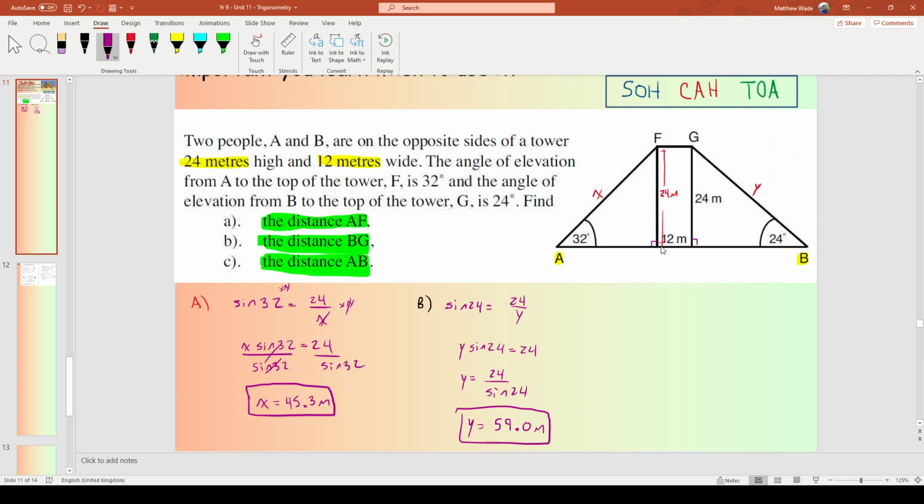If you want to get the distance A to B, it's got 3 bits to it. It's got the 12 in the middle, but it's also got this bit here, which I'm going to call A, but it's also got this bit here, from here to here, which I'm going to call B. Cool? What do we have to do in order to get A and B?